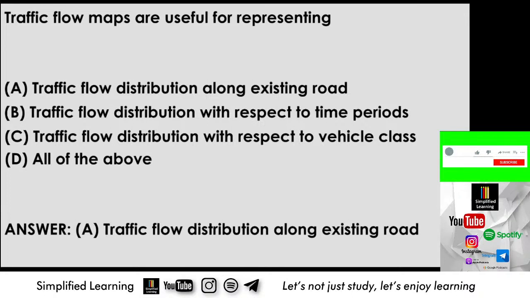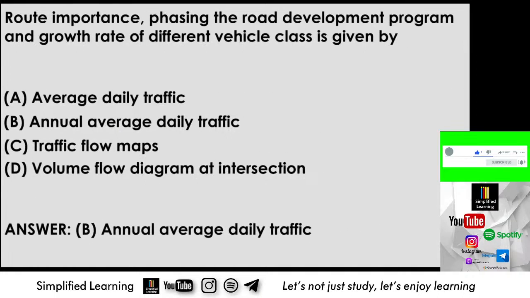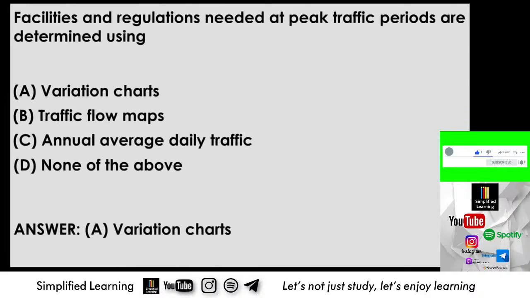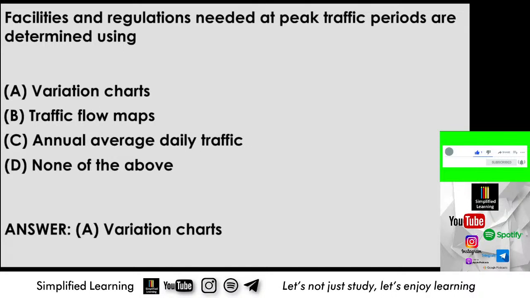Traffic flow maps are useful for representing traffic flow distribution along existing road. Route importance, phasing the road development program and growth rate of different vehicle class is given by annual average daily traffic. Facilities and regulation needed at peak traffic periods are determined using variation charts.